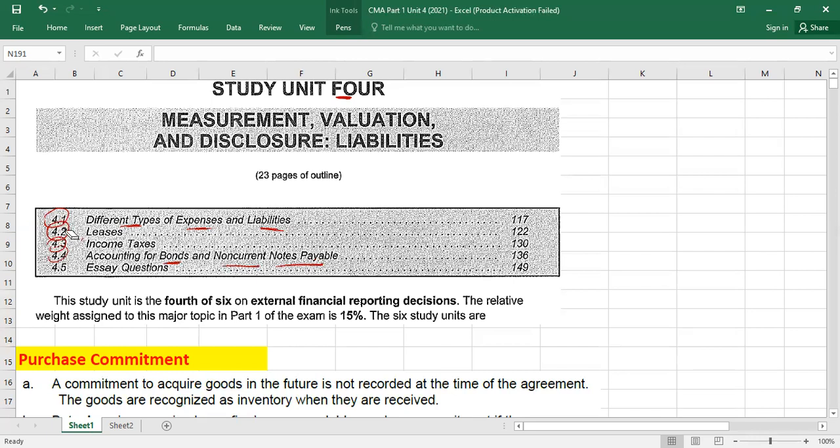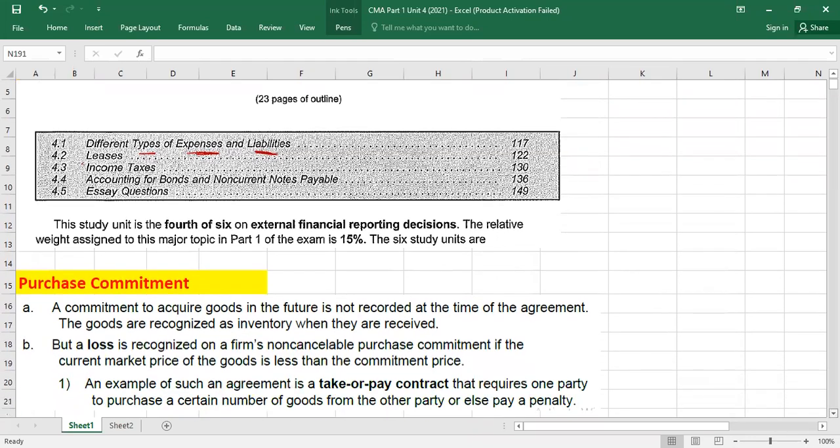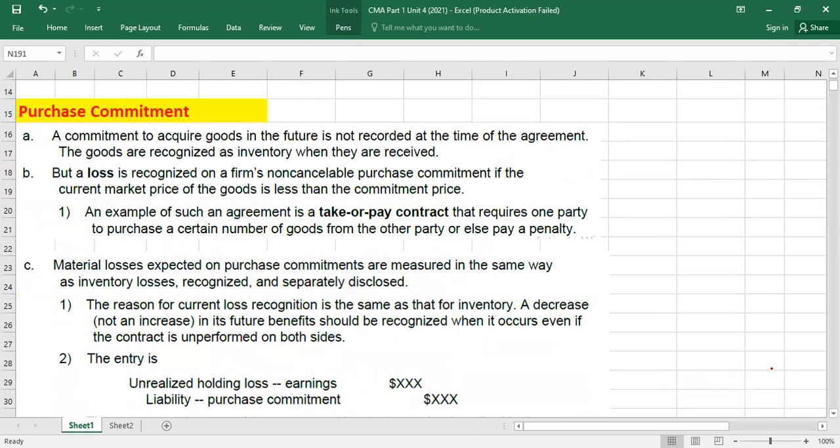So initially we are starting with different types of expenses and liabilities. So here we go. This is a very common topic for your CMA exam also. The reason is general questions can be asked on this topic. So starting with the first point, which is purchase commitment.